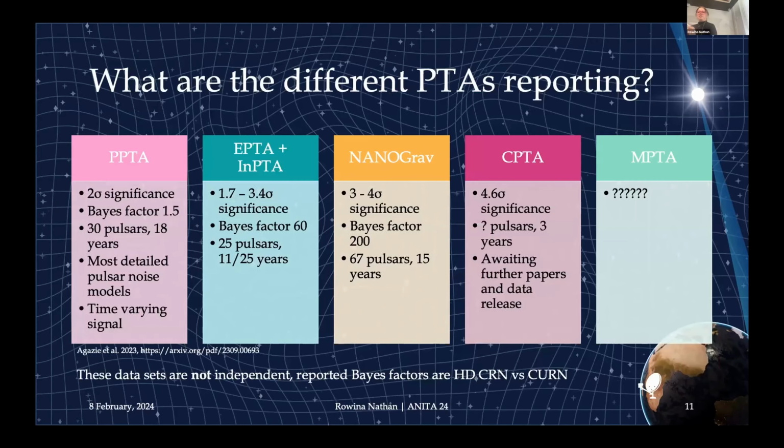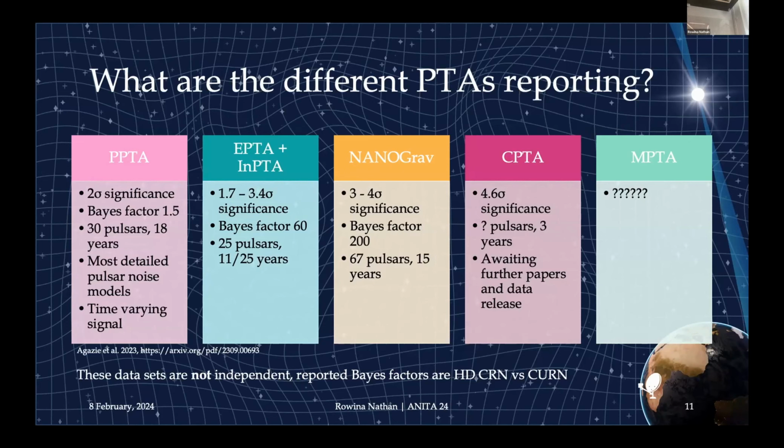And here's a summary of what the different PTAs have reported. I think the first key takeaway from this is that 5 sigma is usually the threshold for detection, and these are all below 5 sigma. But there's still exciting, strong evidence for the gravitational wave background, and hopefully as we continue getting more sensitive measurements, we will cross that detection threshold.